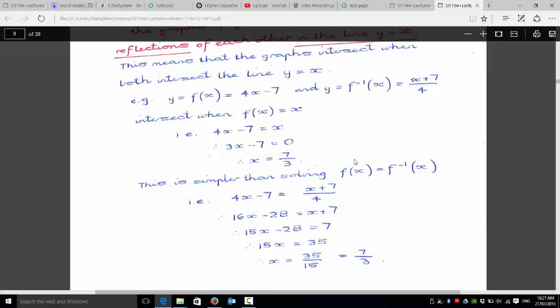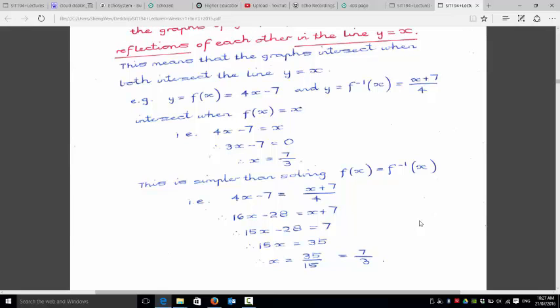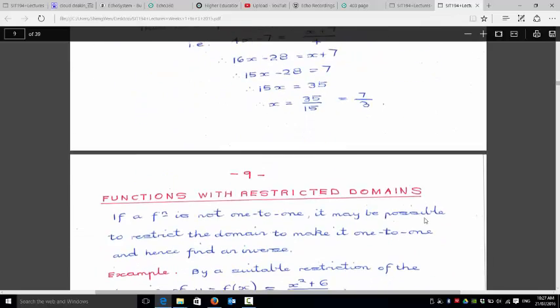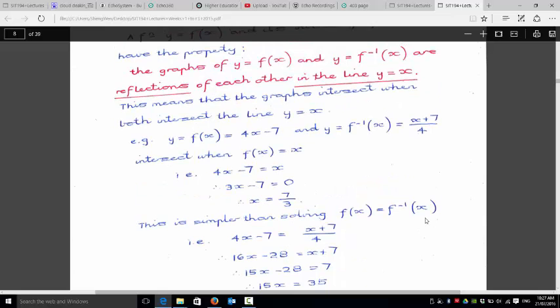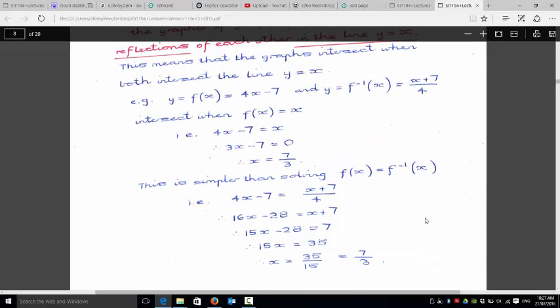Some students may be confused about why, in order to find the intersection, we don't use f(x) is equal to f minus 1 of x. Here I use f(x) is equal to x just for simplicity, because the equation will normally be very simple. Okay, so that's all for the second class.